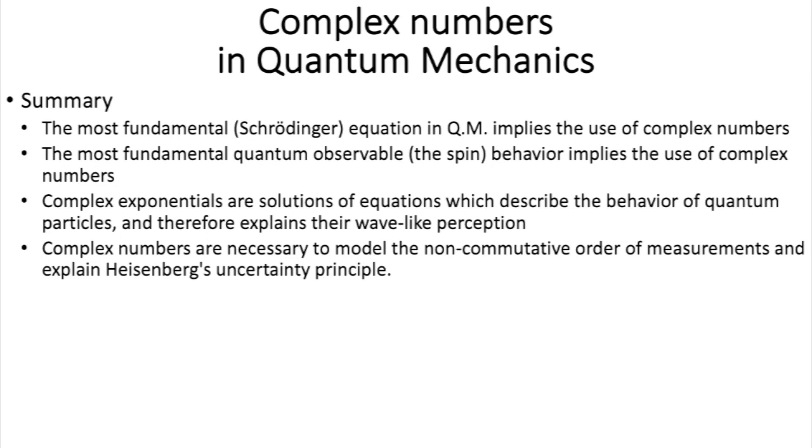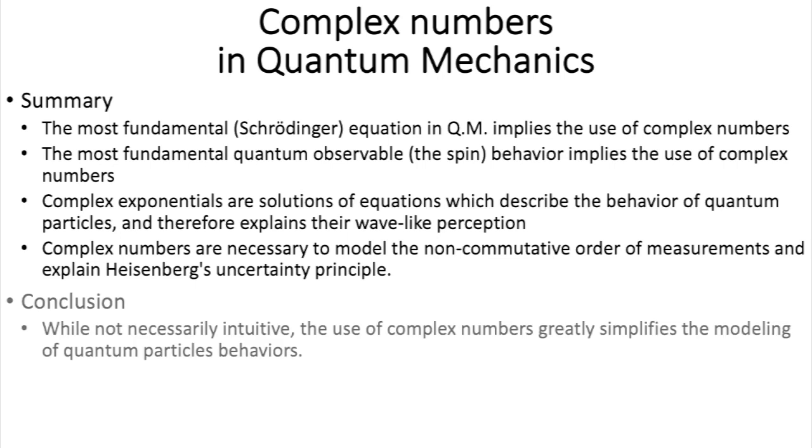So now you really have, these are only a few yet fundamental examples of the use of complex numbers in quantum physics. But as you can see, they really help to find this isomorphism between the mathematical world and the physical world. Now, the conclusion: maybe they are not intuitive initially, but the use of these complex numbers really simplifies the modeling of quantum particles' behaviors.